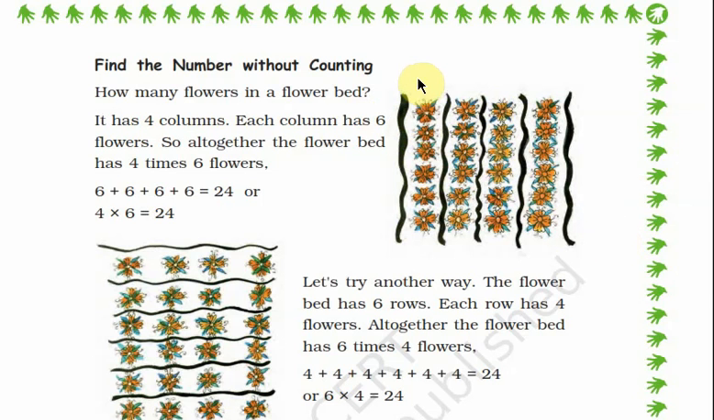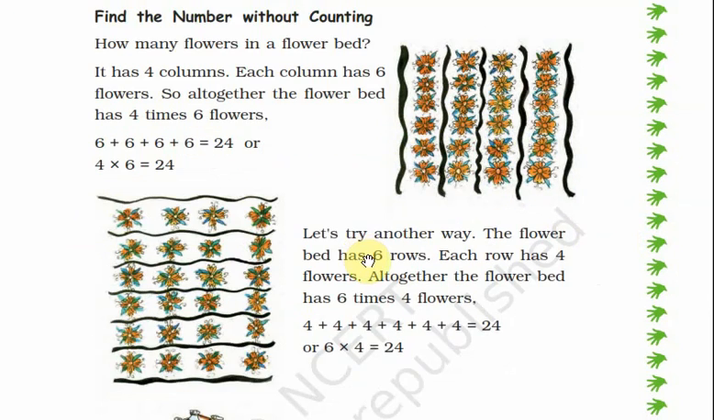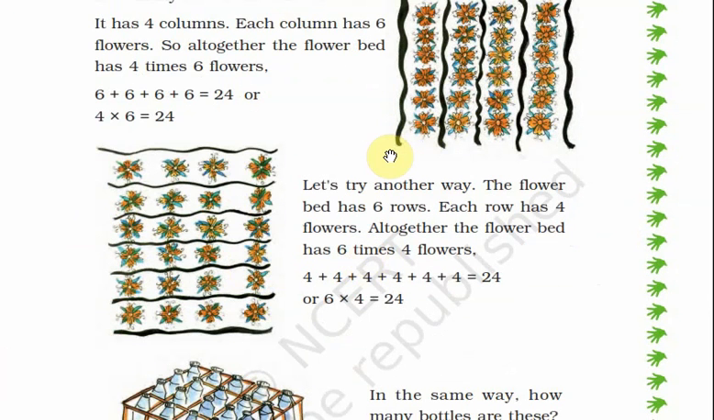So instead what you have to do, you have to find out the number of columns. How many columns are there? 1, 2, 3, 4. And in each column how many flowers are there? In one column you can see 6 flowers. So all columns are having 6 flowers. So 4 times 6 is equal to 4 6s are 24. Okay. Now next question, let us see.